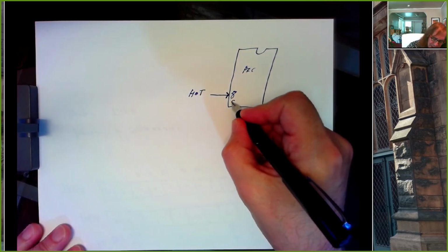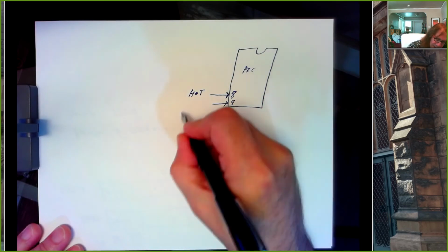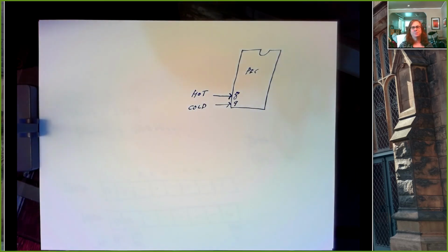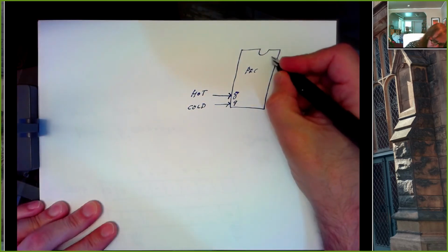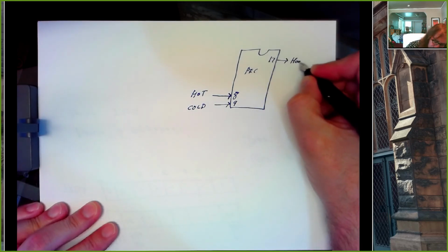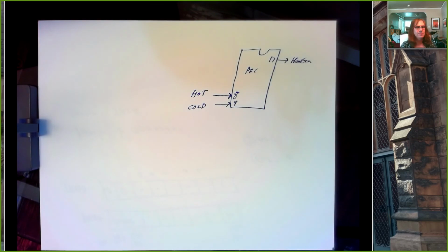And pin 9 is going to be connected to another sensor, which is called cold, and tells us if the water temperature is too low. And pin 17 is going to be connected to a heater. Alright, so this is our first version of our fish tank controller. We have two sensors, a hot sensor and a cold sensor, and we have one heater.